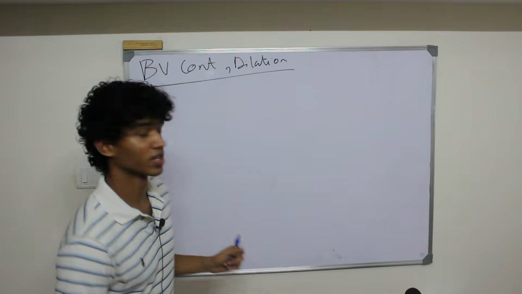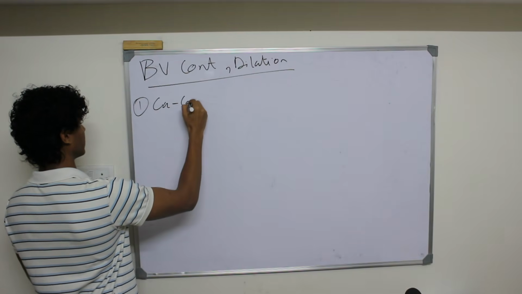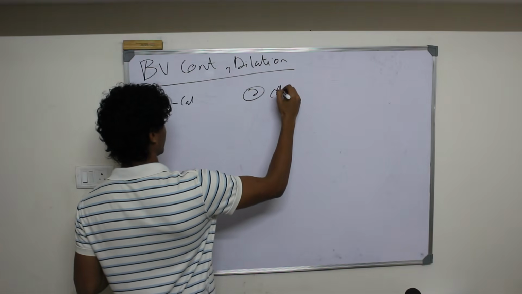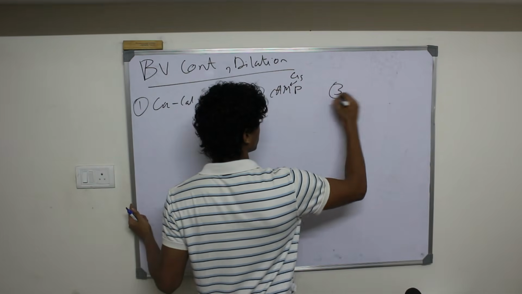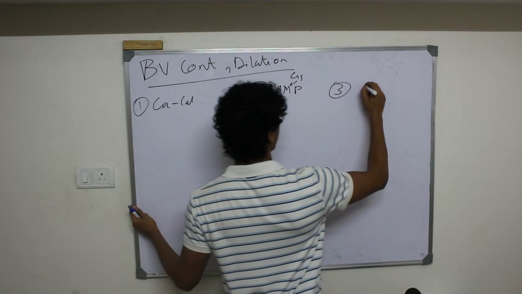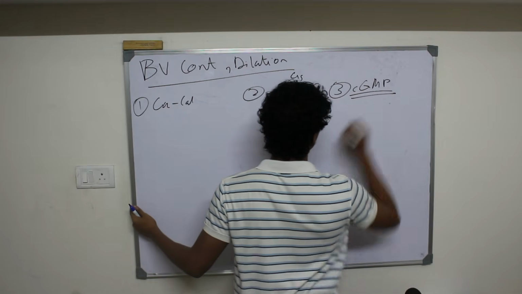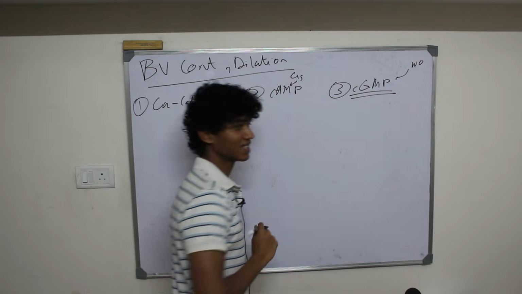There's three of them for us to consider today. The first one is going to be the interaction of calcium and calmodulin. The second one is going to be the interaction of cyclic AMP and your GS receptors, and the third one that we have to consider is going to be cyclic GMP, and how it's involved with nitric oxide to trigger a relaxation pathway.